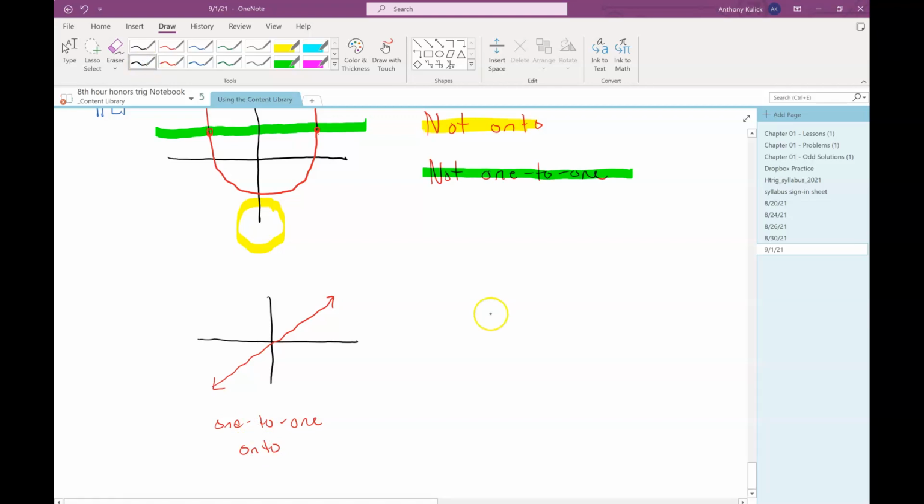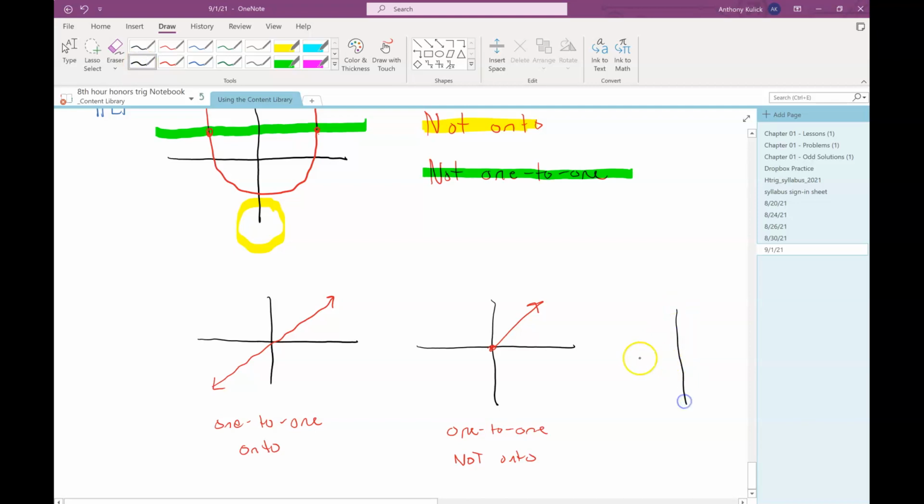Well, can I have something that's one but not the other? Sure. If I have just something like this, that's one-to-one, because the y coordinates are used only one time. But it's not onto, because I have y coordinates that aren't used at all.